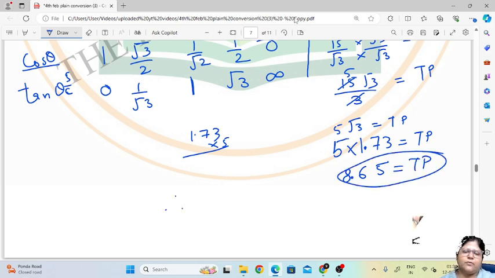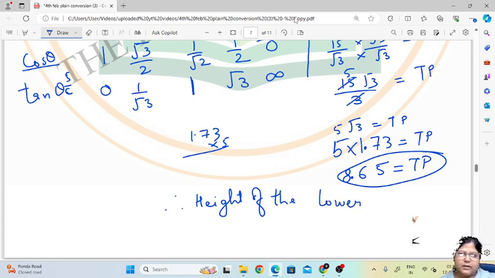So you will write, therefore, height of the tower is 8.65 meters.